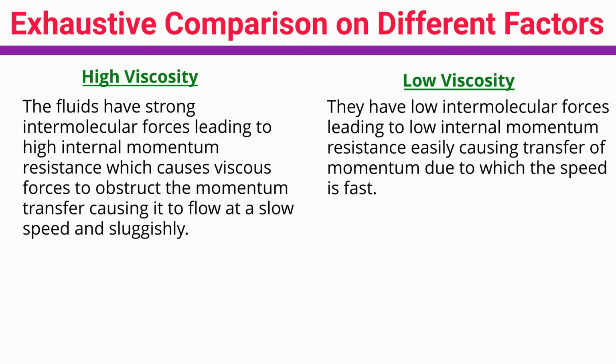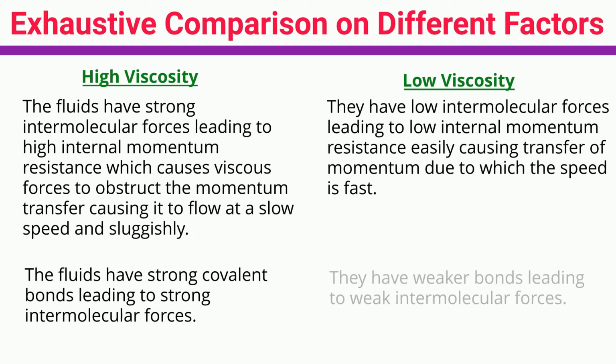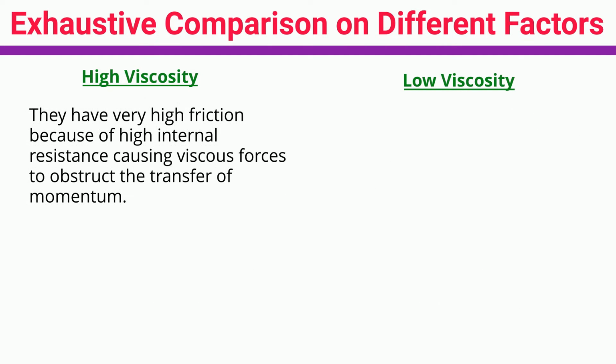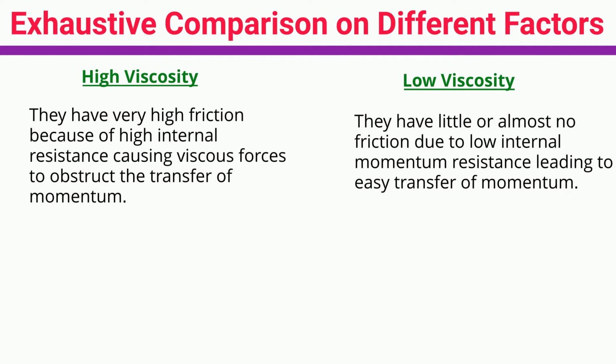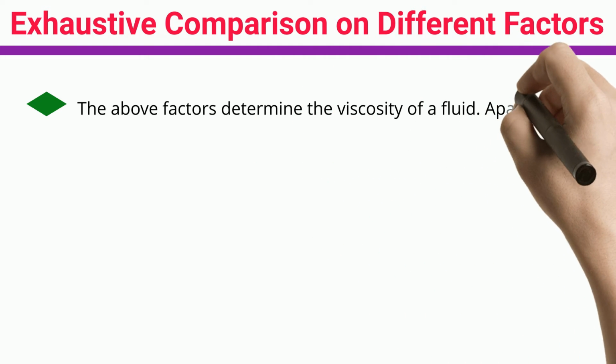Low viscosity fluids have low intermolecular forces leading to low internal momentum resistance, easily causing transfer of momentum, due to which the speed is fast. High viscosity fluids have strong covalent bonds leading to strong intermolecular forces. Low viscosity fluids have weaker bonds leading to weak intermolecular forces. High viscosity fluids have very high friction because of high internal resistance, causing viscous forces to obstruct the transfer of momentum. Low viscosity fluids have little or almost no friction due to low internal momentum resistance, leading to easy transfer of momentum. The above factors determine the viscosity of a fluid.